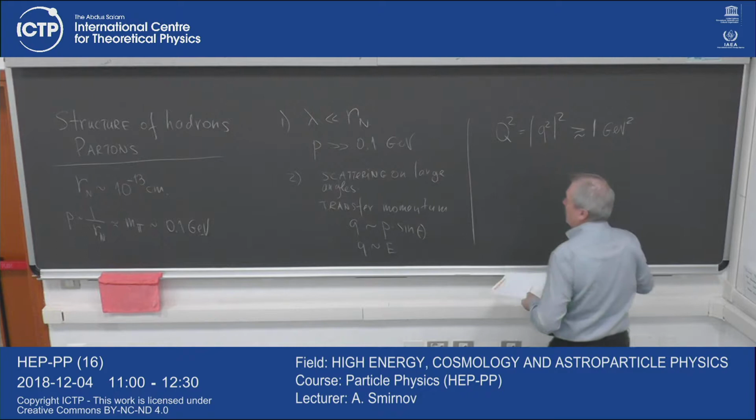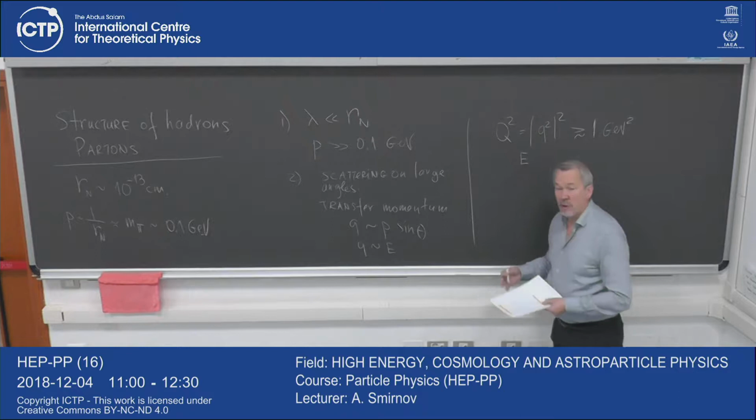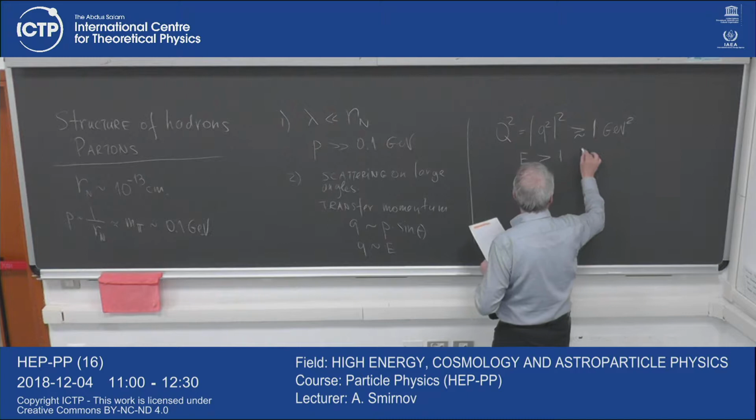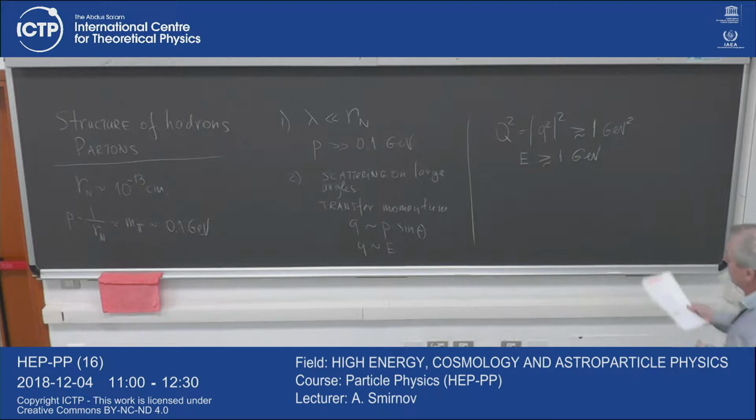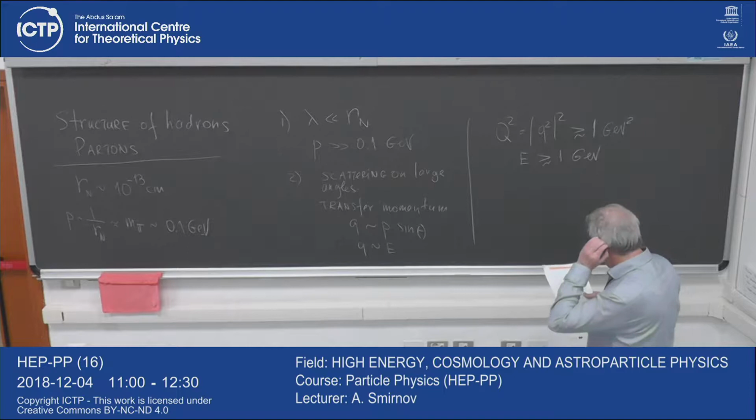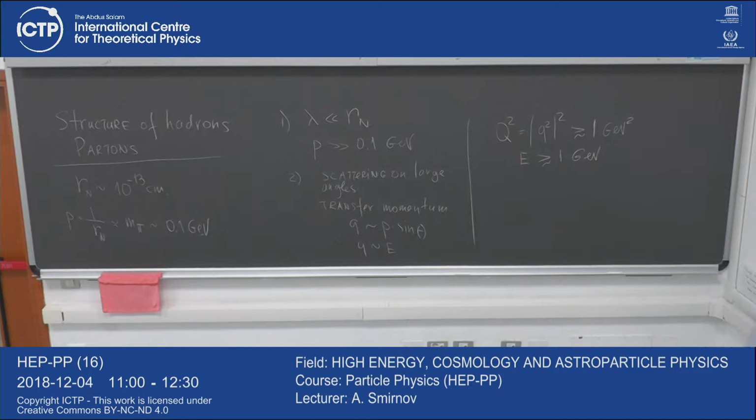And the energy of the particle which we use to probe the structure of nucleons should be bigger than 1 GeV, so that lambda is 10 to the minus 14 in this case. Look, we can use actually electrons or muons or neutrinos. So these are particles which were used to explore the structure of nucleons.